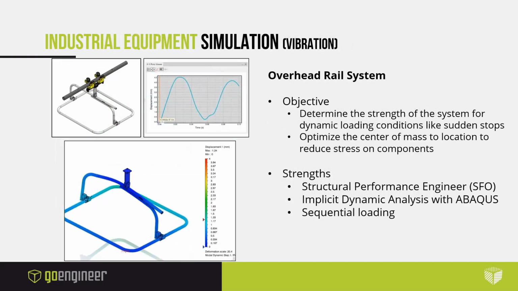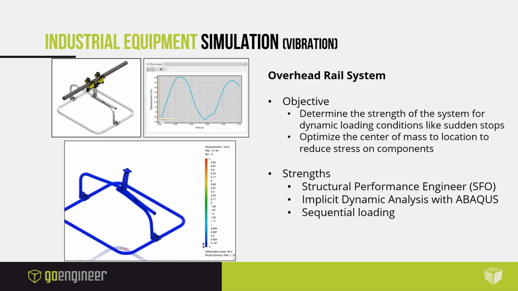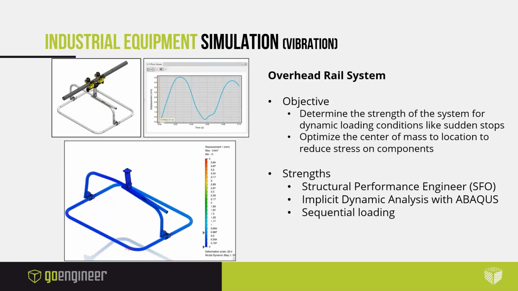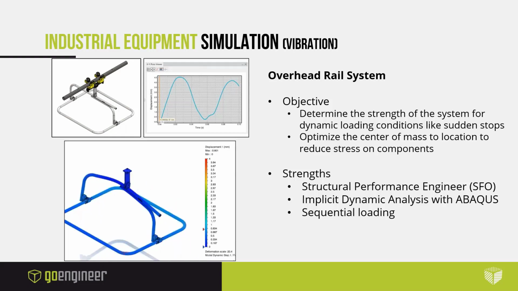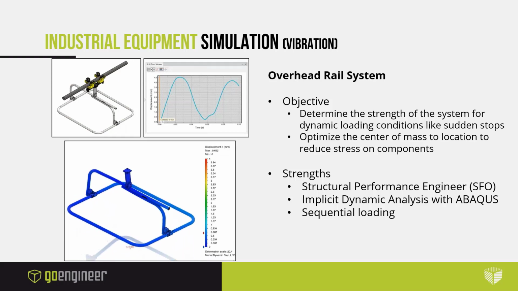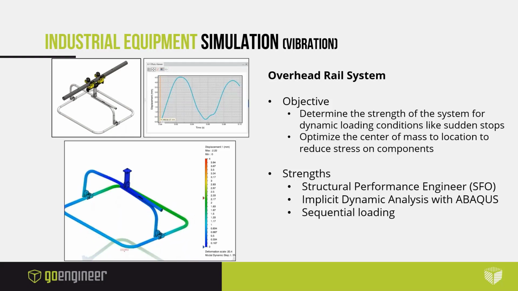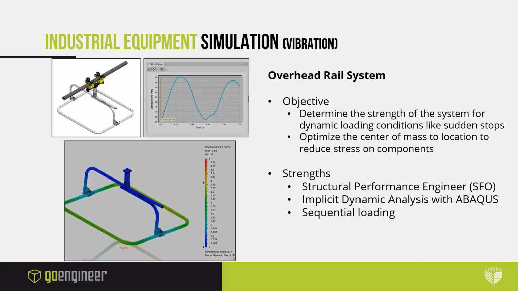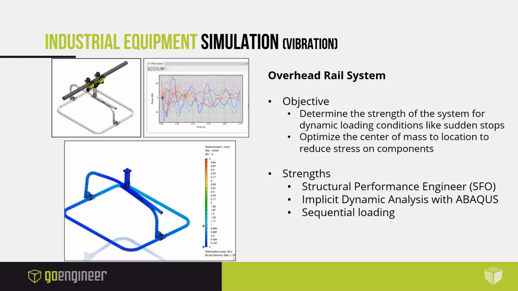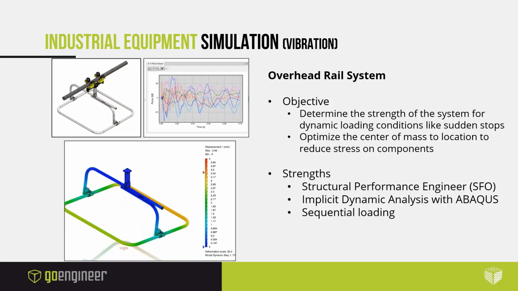Finally, some other examples of how this technology is implemented in the industrial equipment sector is primarily in shock and vibe. So here you see an overhead rail system. The goal of this analysis was to determine, hey, if this rail system came to a sudden stop, based on the center of gravity of all the components that are on the rail system, how will this behave and what is the stress distribution on the rail system? So that is something that incorporated both the shock and vibe test and also stress determination that changed in time.